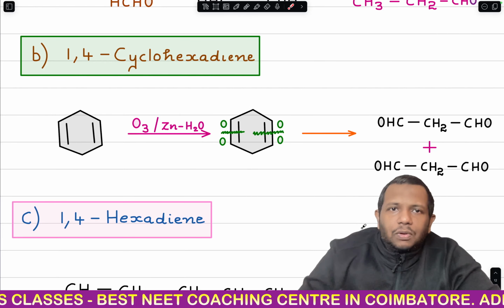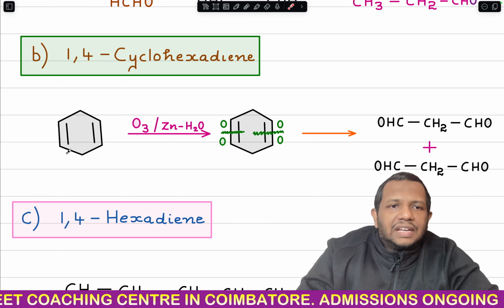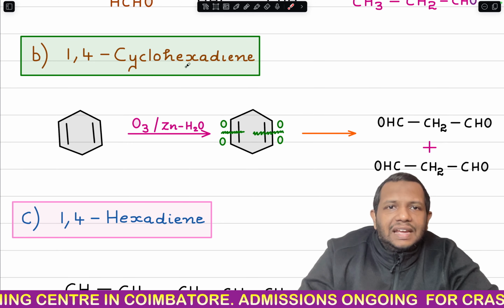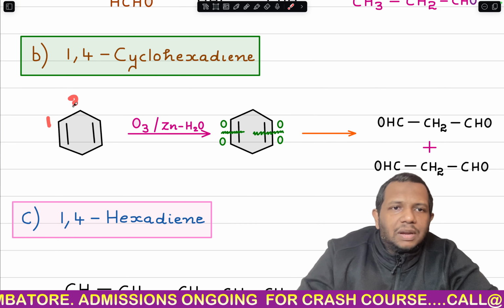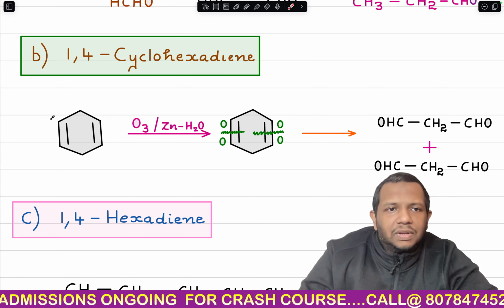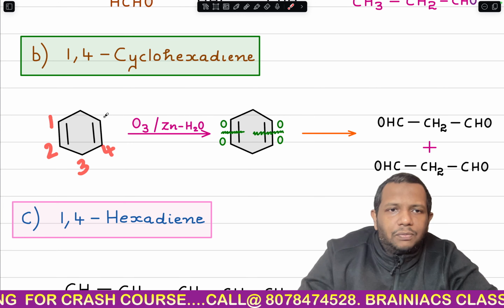That is 1,4-cyclohexadiene. So cyclohexane is this one. Hexadiene 1,4. That means you can number it 1. You cannot number it like this. That is wrong, because whenever a double bond is there, continuously you need to number it. 1, 2, 3, 4, 5, 6.